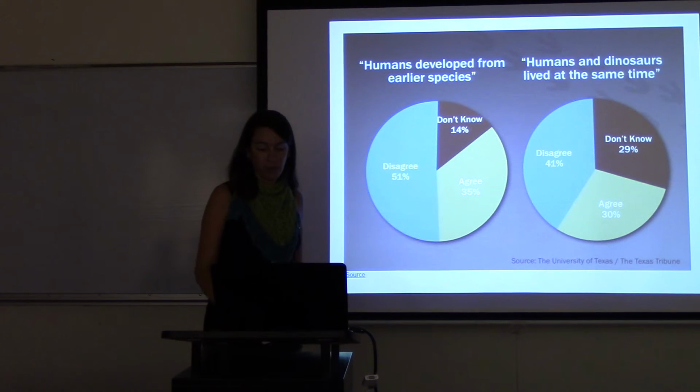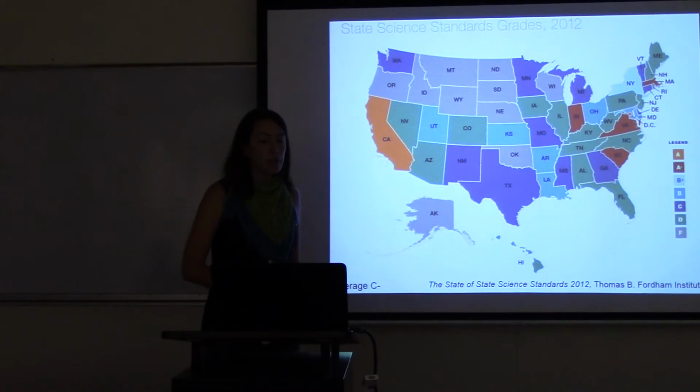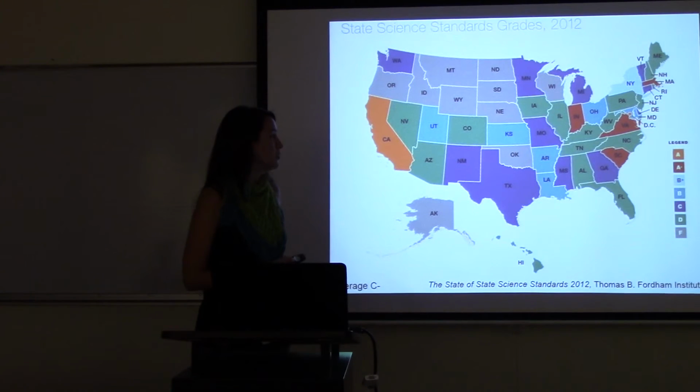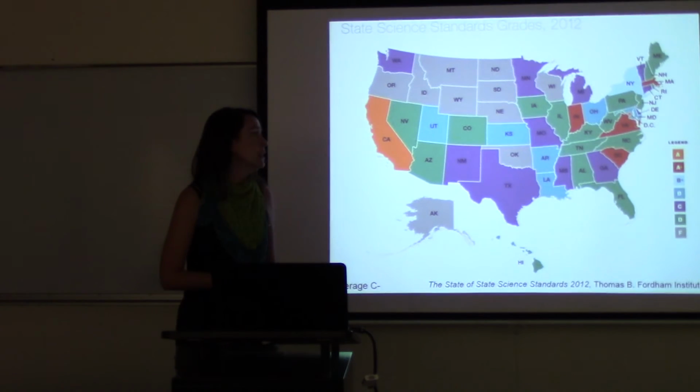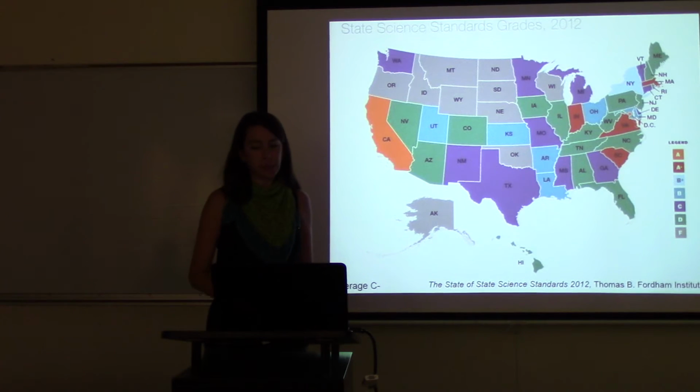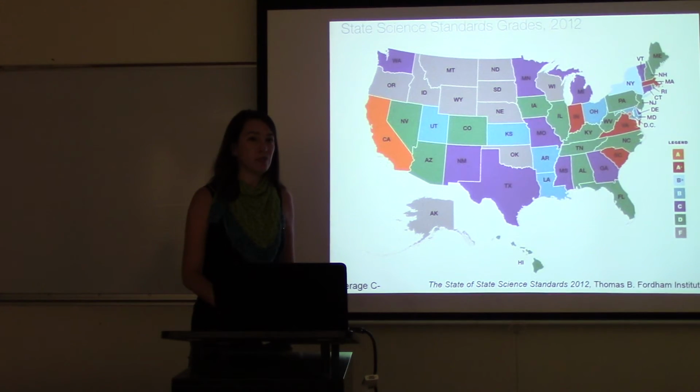So if we look at the state science standards grades, this is the most recent available, 2012, California and Washington, D.C. are the only states in the U.S. that get an A grade for science. The average for the whole country is a C-, and you can see there are many states that get a full F for their science grades. And so it actually turns out that we do get a lot of our science education from film.